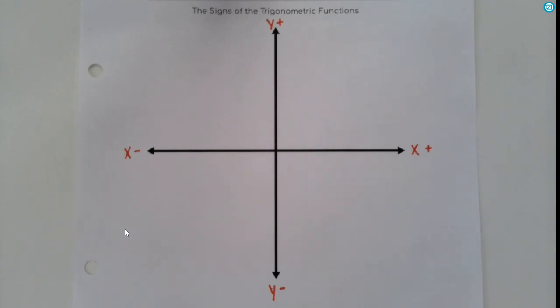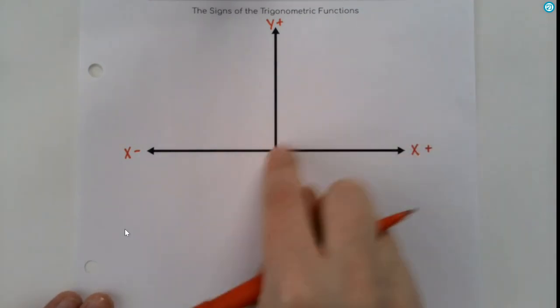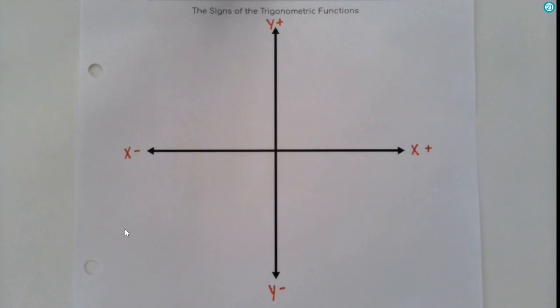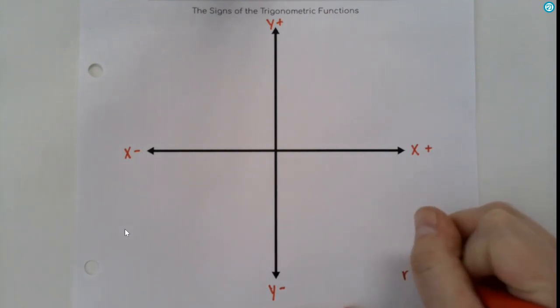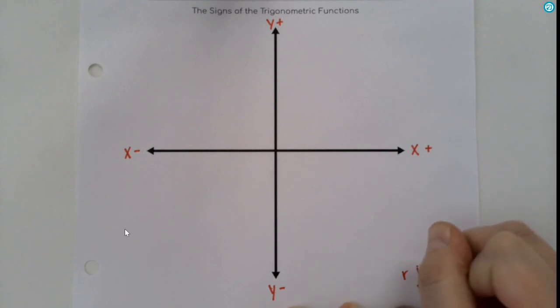We have three trig functions, sine, cosine, and tangent. Then we have their reciprocals. We're just going to talk about the three trig functions, and then the reciprocals will have the same sign as them. Also, r is always positive because it's your radius. So from 0 out will always be positive. So if you want to put a little note down here that says r is always positive.